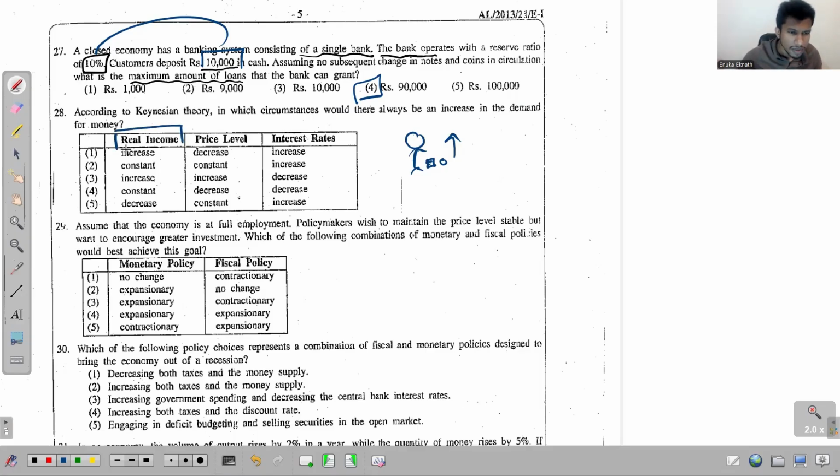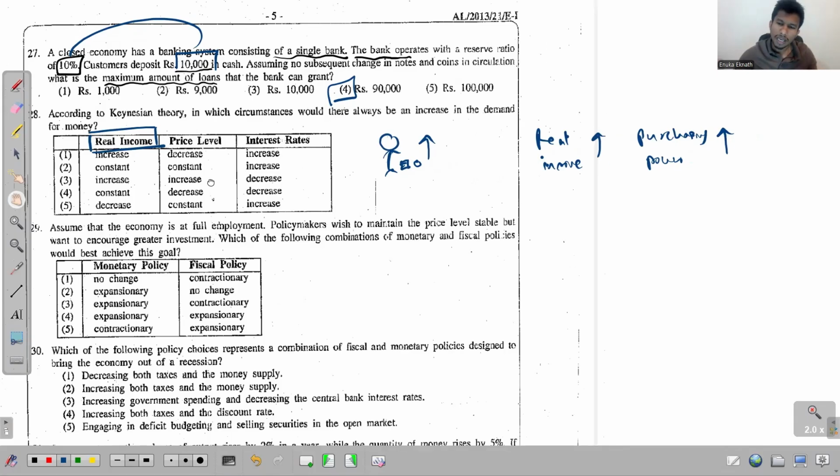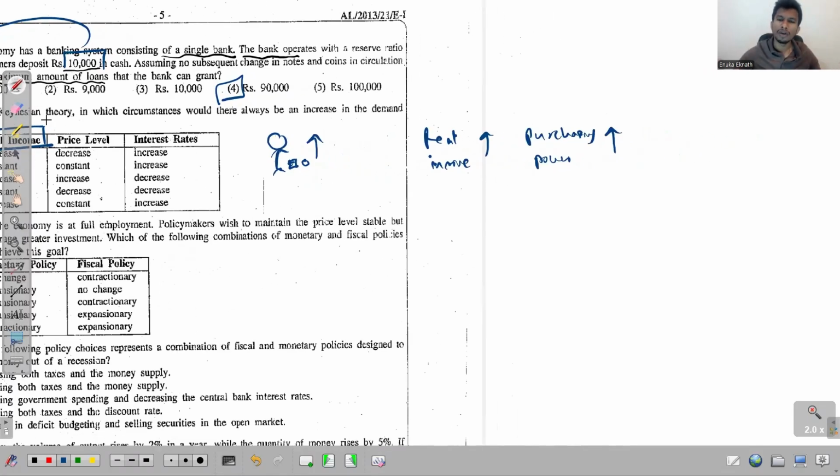We'll pick the first one, real income. So let's assume that this real income increases. If real income increases, what do we mean by that? The purchasing power of the people increases, which means they can afford more goods and services. So they can engage in more transactions. So to buy more goods and services, they will need to increase money demand, right? They will need to increase this money demand.